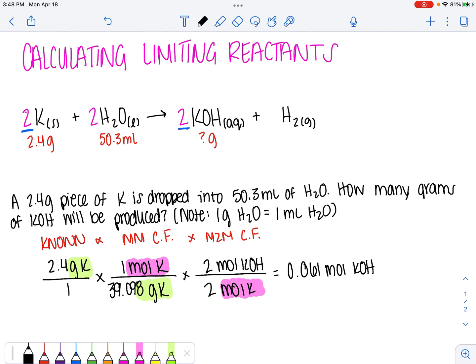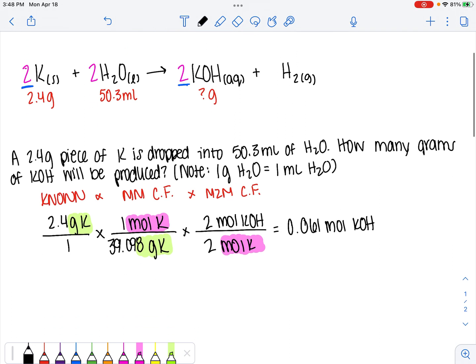And so what this is telling us is if all of our potassium reacted, this is the maximum amount of potassium hydroxide we could produce. So if it's our limiting reactant, this is the amount of moles we'll get. However, we don't know if it's our limiting reactant yet because we haven't checked on the water. So we have to run this process again, now assuming that all of our water is going to react. So here we did this for K. We're going to repeat this process now for H2O.